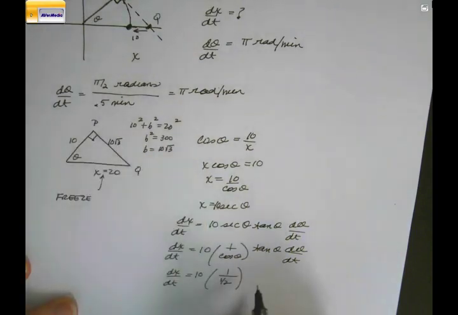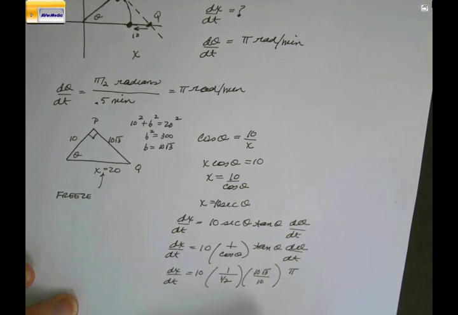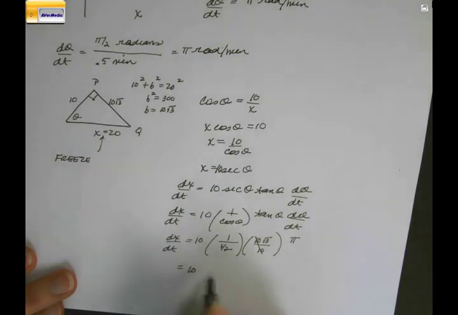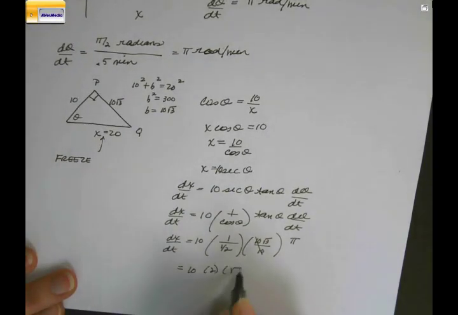Okay, so tangent theta, there you go, it's 10 square root of 3 over 10, which is going to be square root of 3. And d theta dt is pi. These 10s are going to go, and this is going to become a 2. So this is 10 times 2 times the square root of 3 times pi. So this is 20 square root of 3 pi.